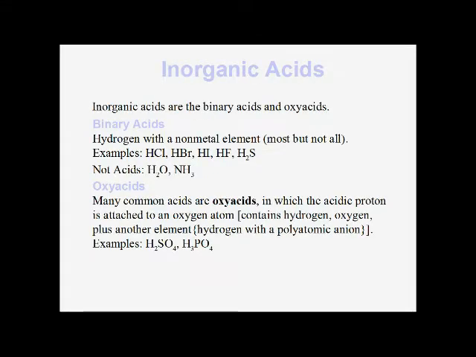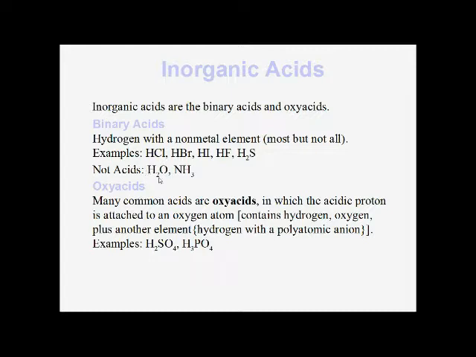In our inorganic acids, we have two categories: binary acids and oxyacids. Binary acids are hydrogen with a nonmetal element. The examples here: hydrochloric acid, hydrobromic acid, hydroiodic acid, hydrofluoric acid, hydrosulfuric acid. And in all these examples, we see that hydrogen is the first element.